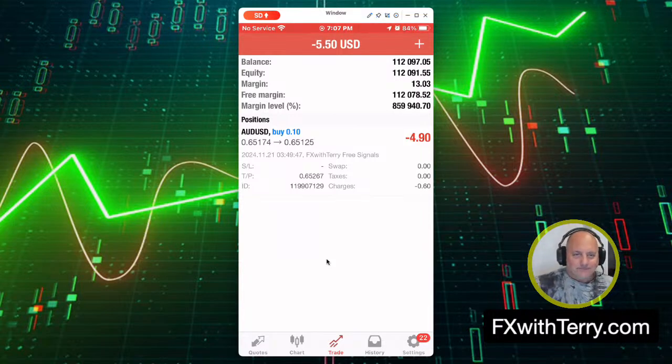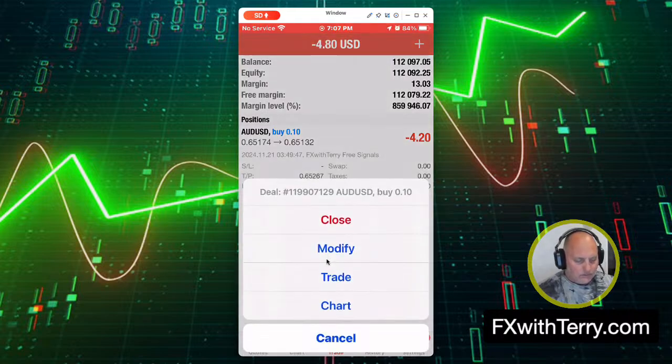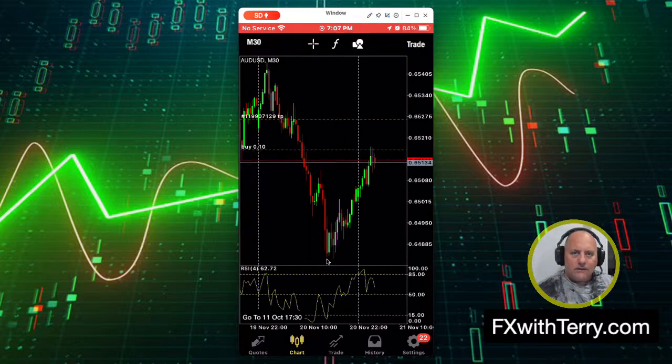So anyway, AUD USD buy trade is going to be a great trade. If you look at it on the chart, which we will. Why is that not pulling up? Here it is.